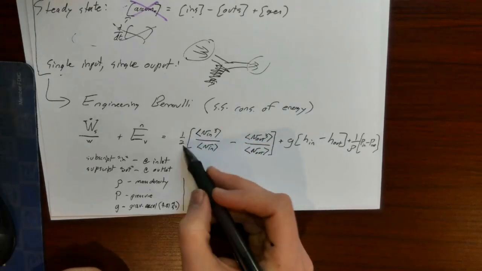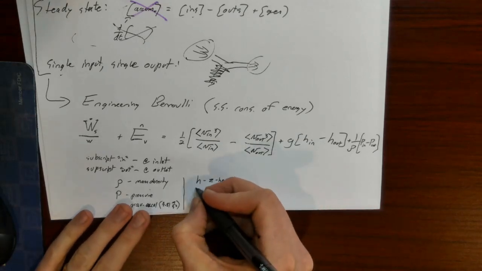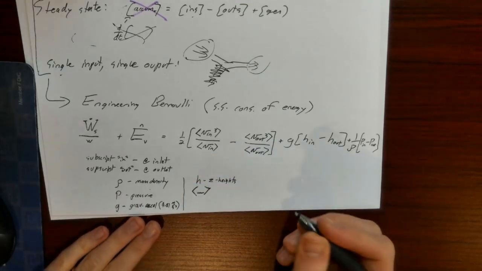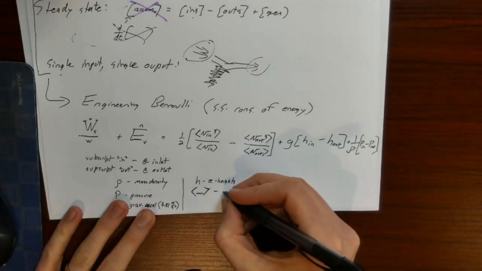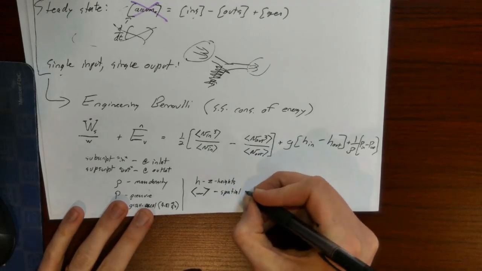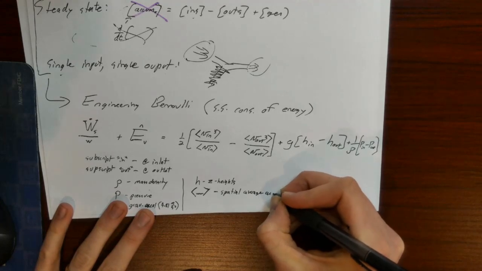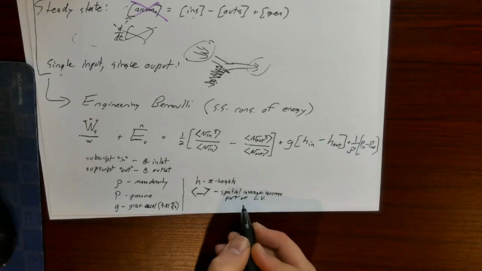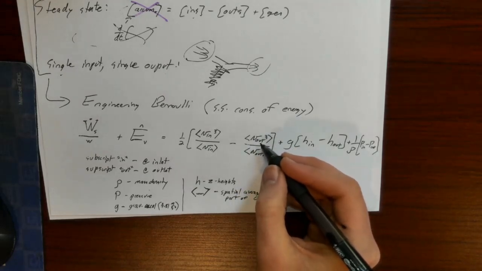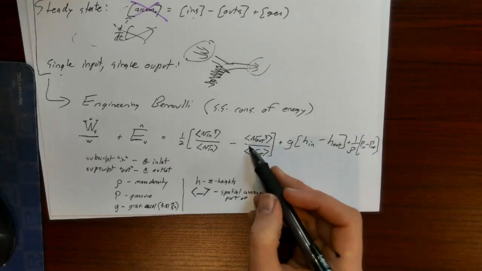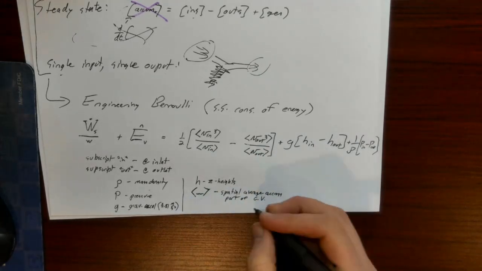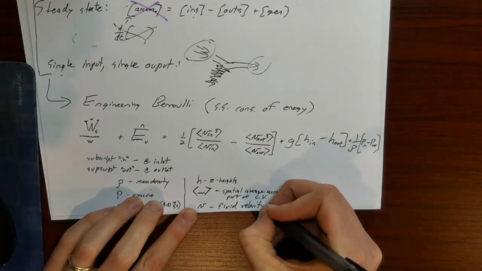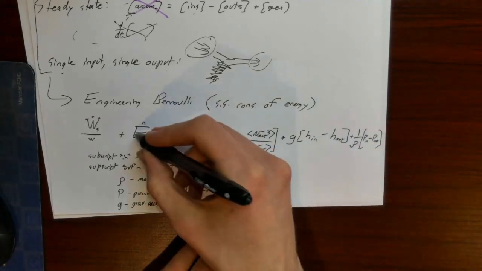Now we'll deal with these brackets. A bracket of something is essentially a spatial average across the control volume. I'll clarify in just a second what exactly that means for these inlets and outlets, on the next page. But these brackets are there. These are fluid velocities. And then this E hat sub V is a new term.